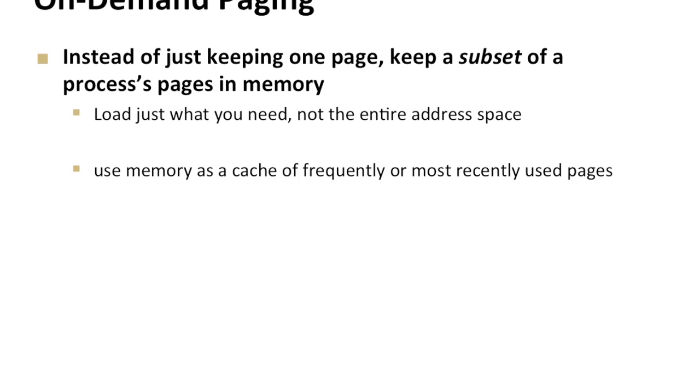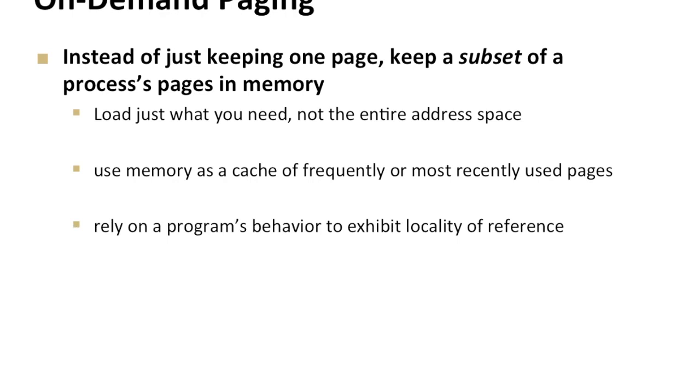Essentially what we're doing is we want to use memory as a cache, and we'll keep the things that we most frequently or most recently have used. And that way, everything that we're probably going to need will be in memory when we need it. Only once in a while will we need to go out and load something. This is relying on what is called a program's behavior to exhibit locality of reference. What does that mean? It means when you write code, you usually write it so that everything that you're accessing will probably be relevant to the next thing you access.